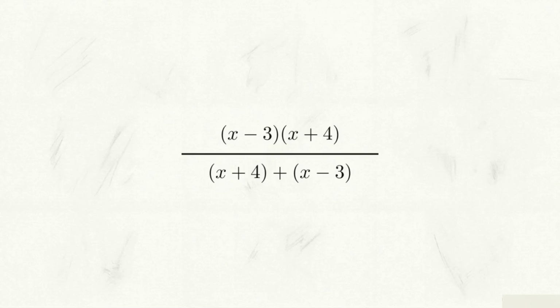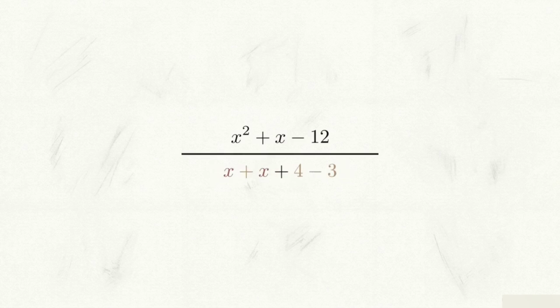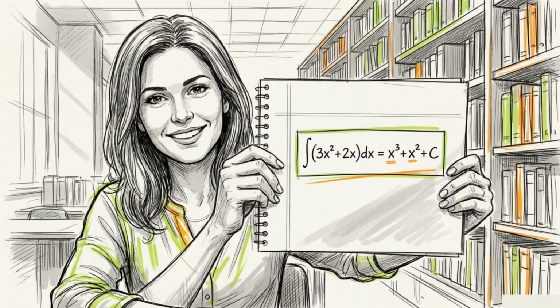Step 5 is finishing the algebra. We FOIL the numerator, multiplying those two binomials to get the quadratic expression x squared plus x minus 12. Then we add the like terms in the denominator, which gives us the linear expression 2x plus 1. Using these 5 steps, we've reduced 3 separate fractions into a single standard expression. This is our final result.